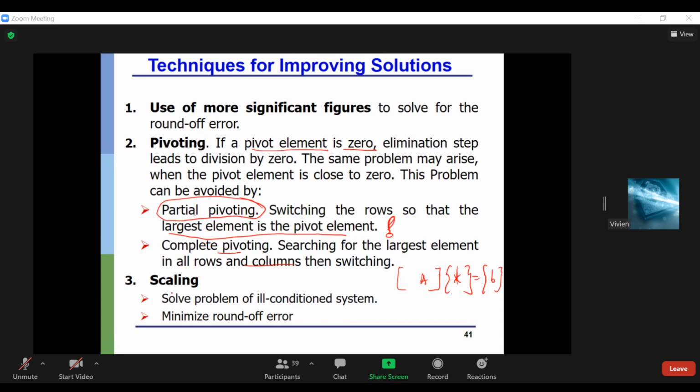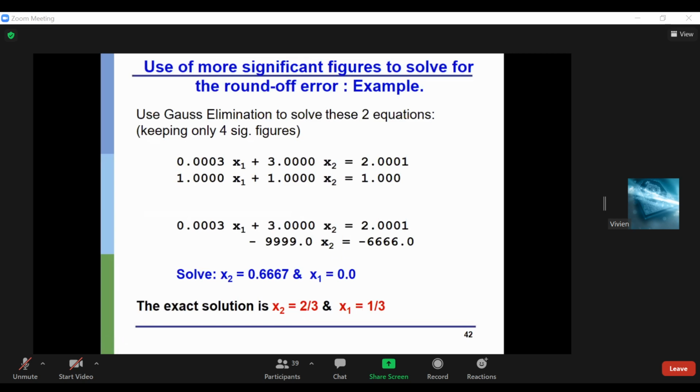And the third one is about scaling. Scaling can help if we have an ill-conditioned system, to minimize the round-off error. Okay, so we will check the examples. The first one is about significant figures, how the number of significant figures will affect our calculation.